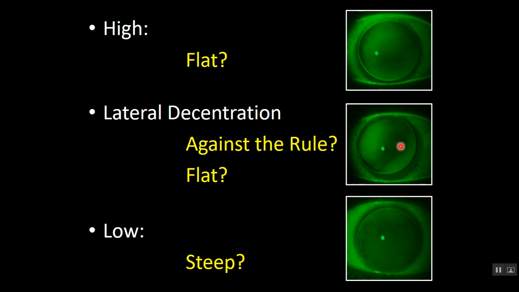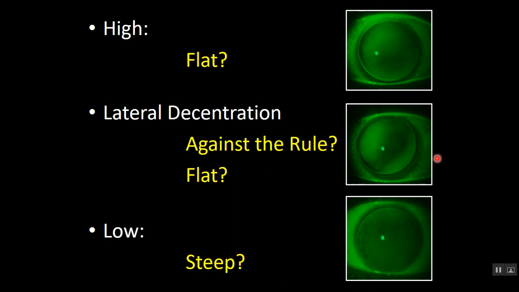Now, if the lens is riding high and the fluorescein pattern is showing a flat fit, then you're going to steepen the lens up. So if the lens is touching the central cornea or has a thin fluorescein with a high position, we're going to steepen the lens to bring it down. If the lens is showing lots of central fluorescein riding slightly low, then we're going to flatten the fit.